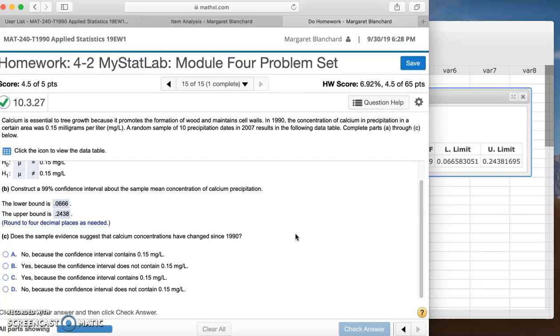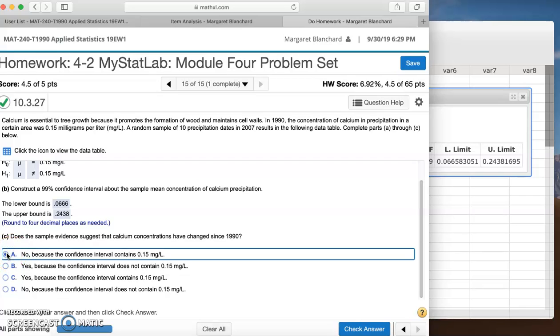Now remember, when we have a two-tailed hypothesis test, that means when we're looking to see if the statistic has changed, if the mean has changed, then we can use a confidence interval to make our decision. So here we want to see if that value 0.15 is in our interval. It is because it's greater than 0.06 and it's less than 0.2438. So we know that it's in our interval. That means it's really unlikely that it's changed. So we're going to say no because the confidence interval contains 0.15.